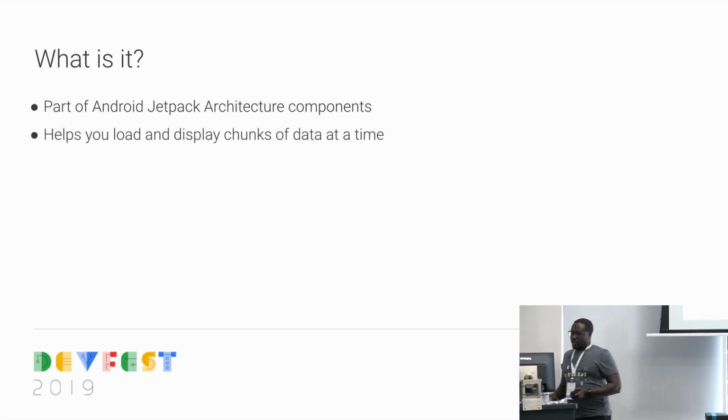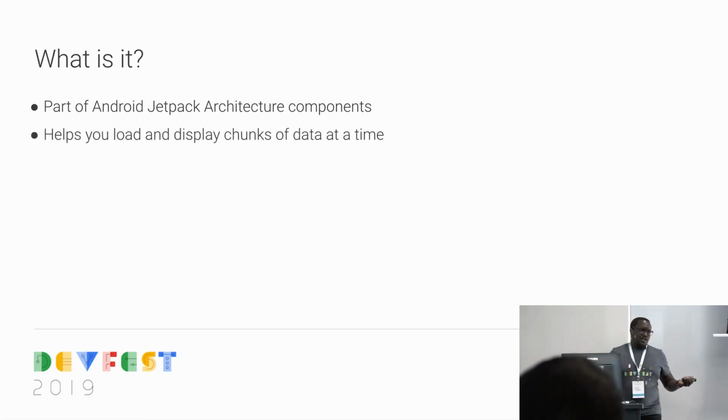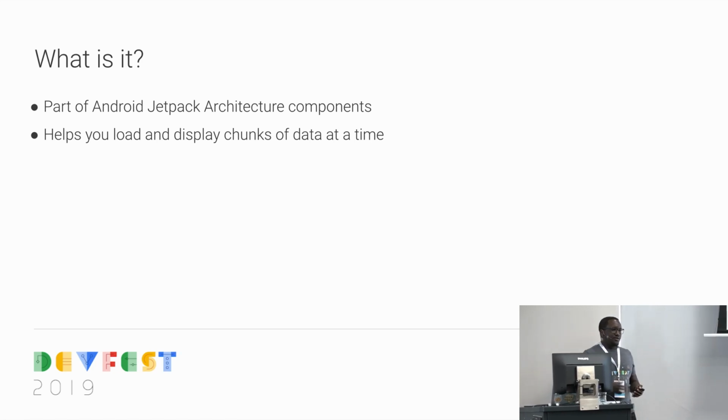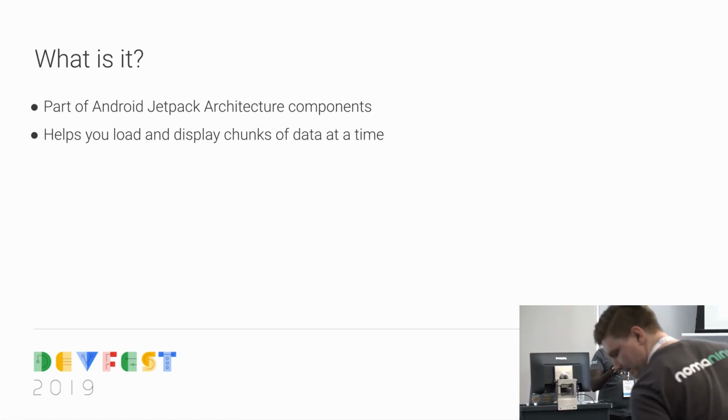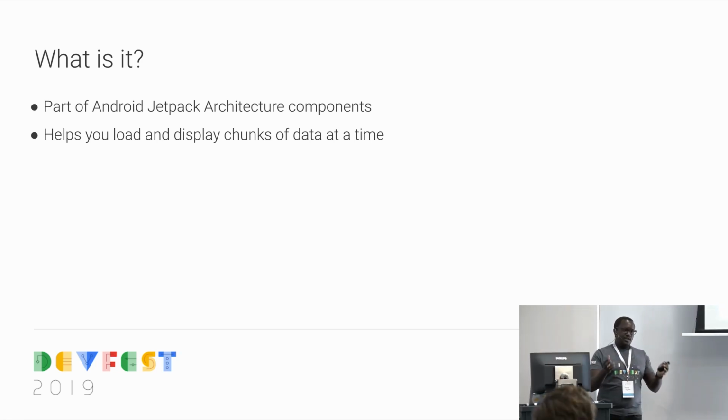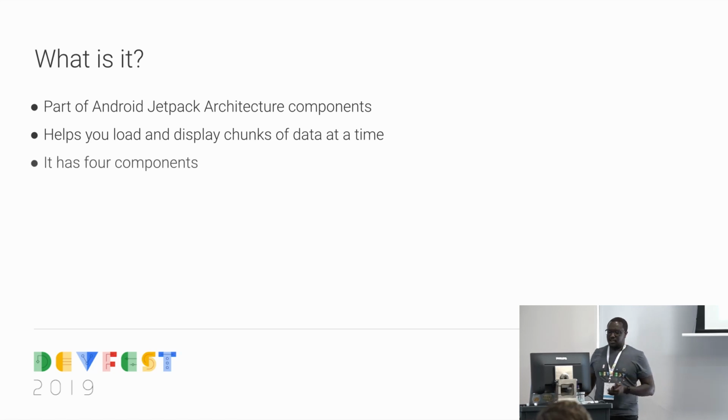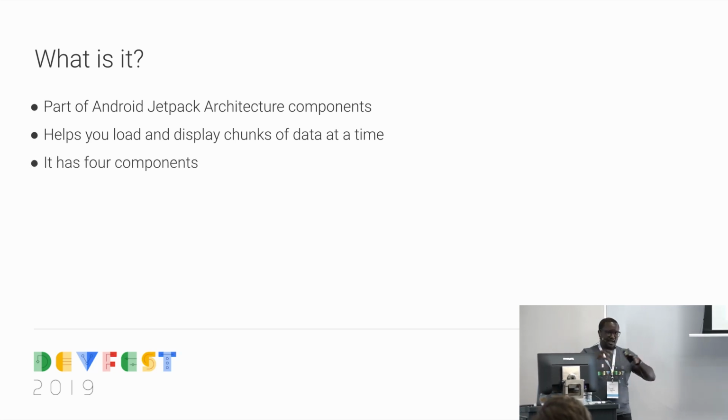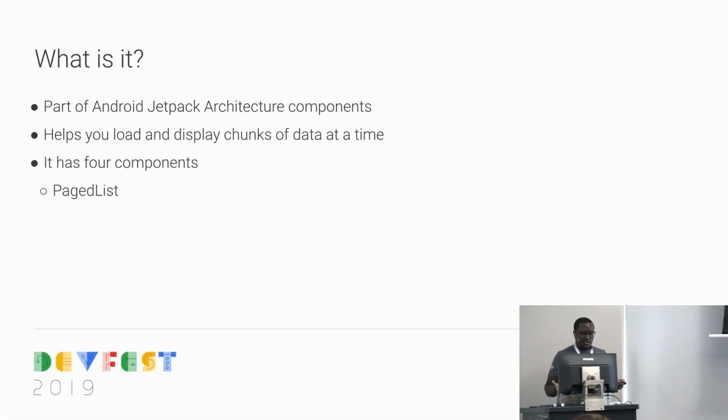And then it loads the data in chunks, so when you want to request a few pieces of information, it loads for you, then you continue to the next thing. It has four components that make it whole and allow you to build and get this data. So we have the page list, which is pretty much the content part of it.